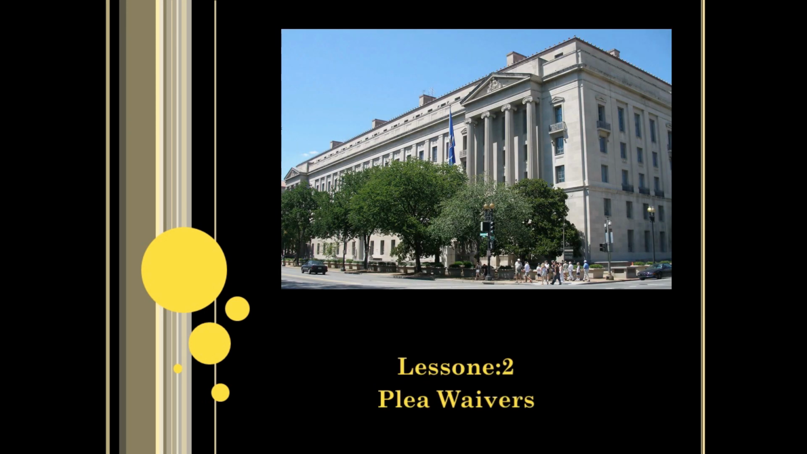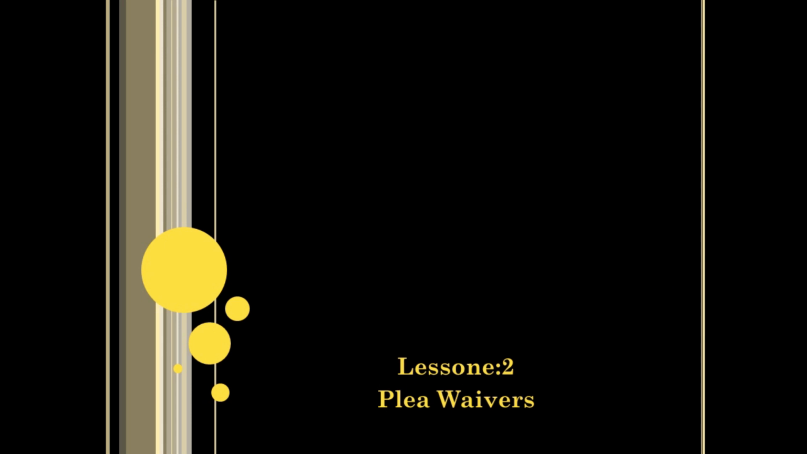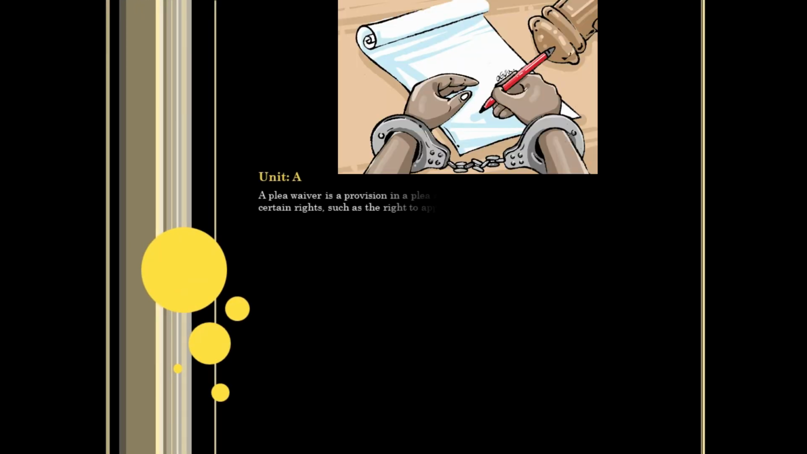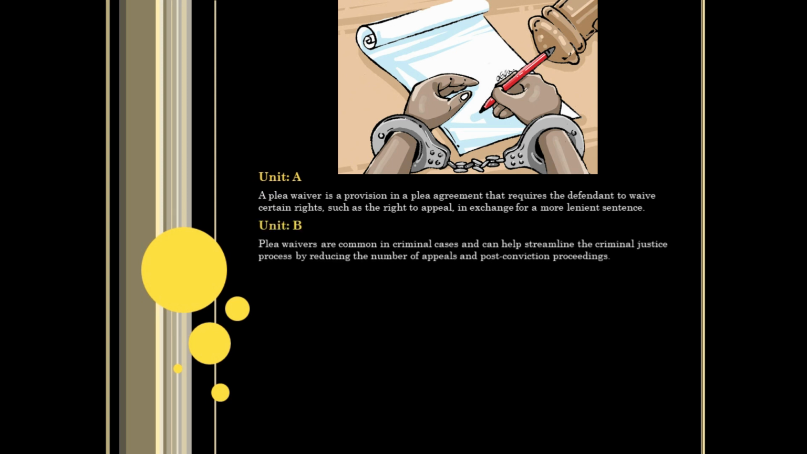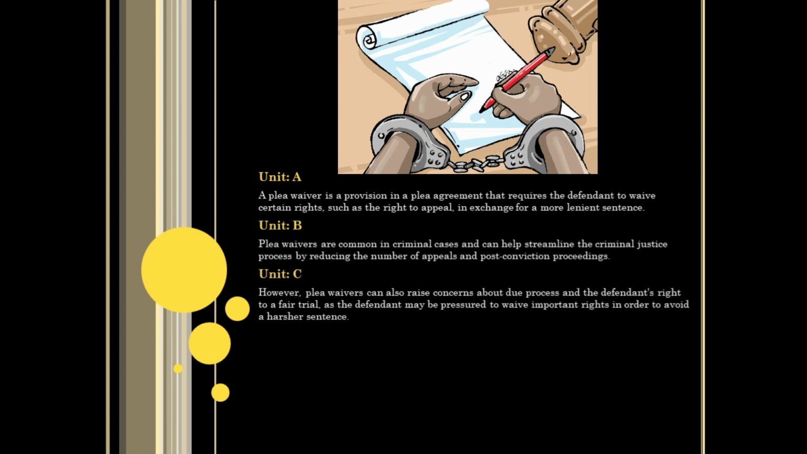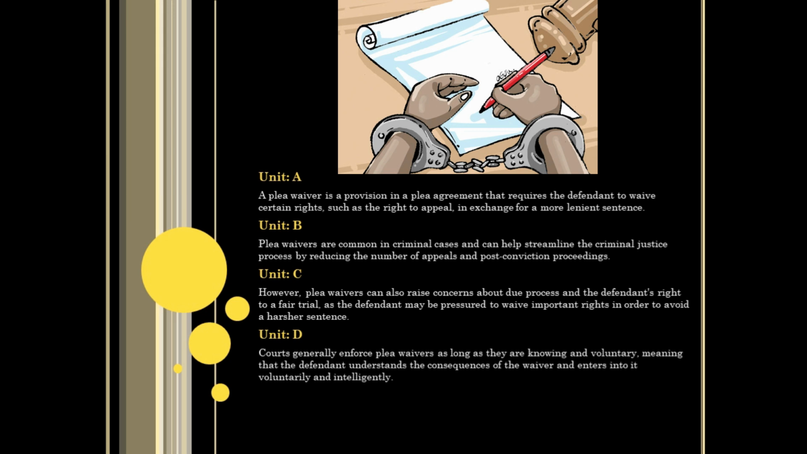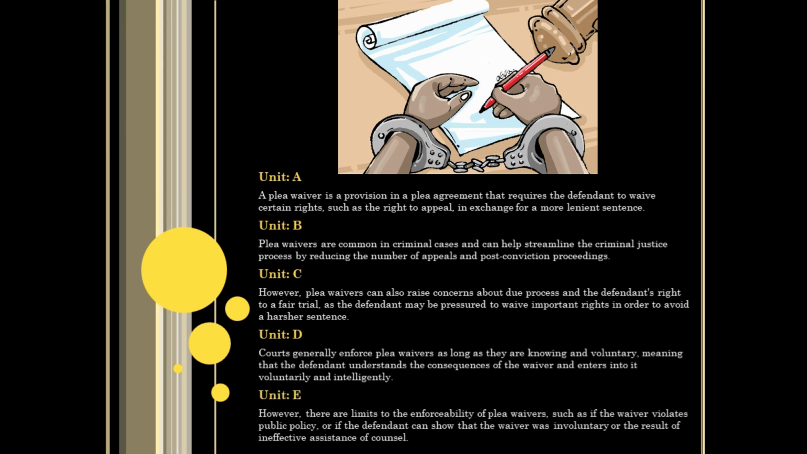Lesson 2. Plea Waivers. Unit A. A plea waiver is a provision in a plea agreement that requires the defendant to waive certain rights, such as the right to appeal, in exchange for a more lenient sentence. Unit B. Plea waivers are common in criminal cases and can help streamline the criminal justice process by reducing the number of appeals and post-conviction proceedings.